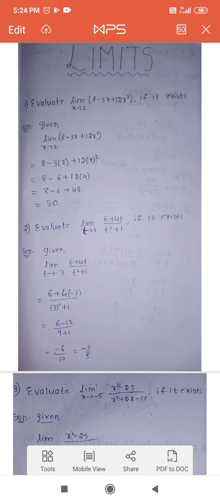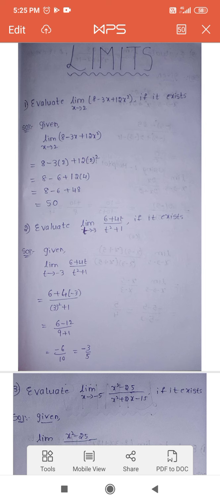In the previous video, we discussed some important formulas of limits and one rule called L'Hospital rule. Today in this video, we will discuss some problems regarding limits. First one we will see: evaluate the limit as x tends to 2 of 8 minus 3x plus 12x square, if it exists.